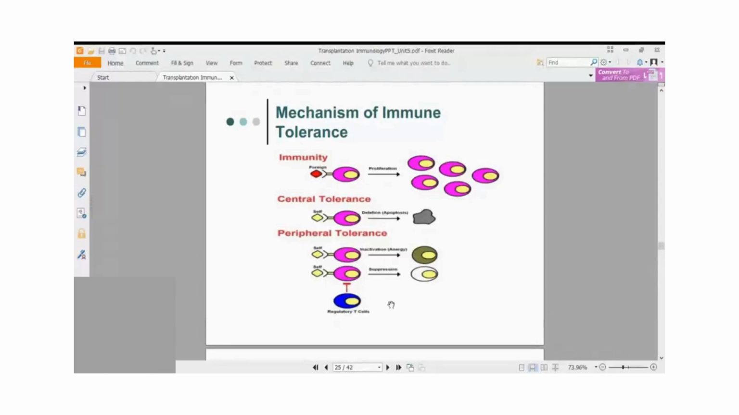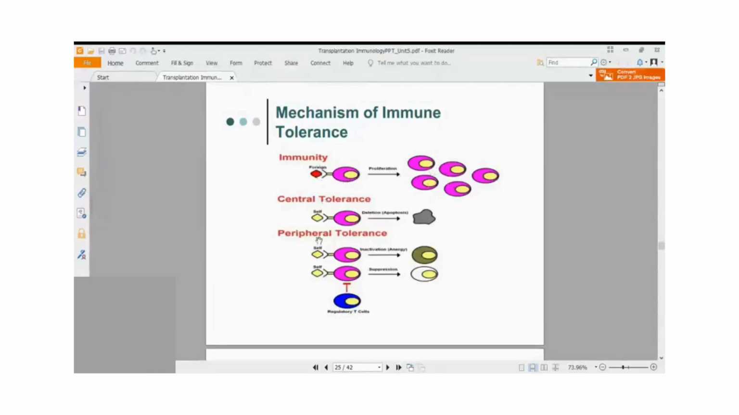We know the conventional immune response, how it happens. When an immune cell, that is the first diagram, recognizes a foreign antigen, it gets activated, whether it is a T cell or B cell, and it undergoes clonal proliferation to develop the immune response against that particular foreign antigen. Now, tolerance is generally developed against self antigens.